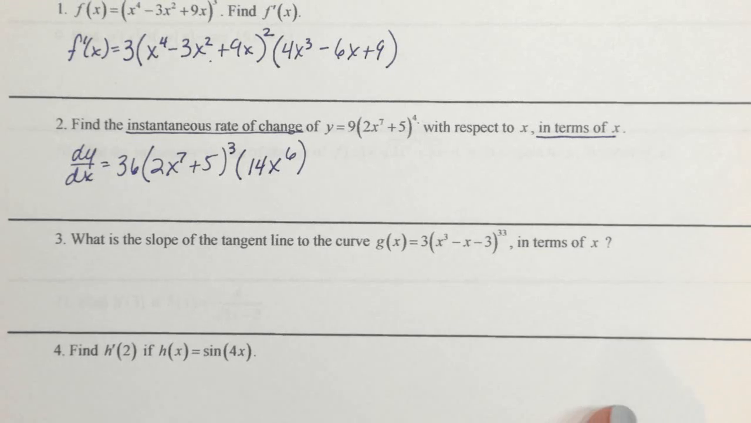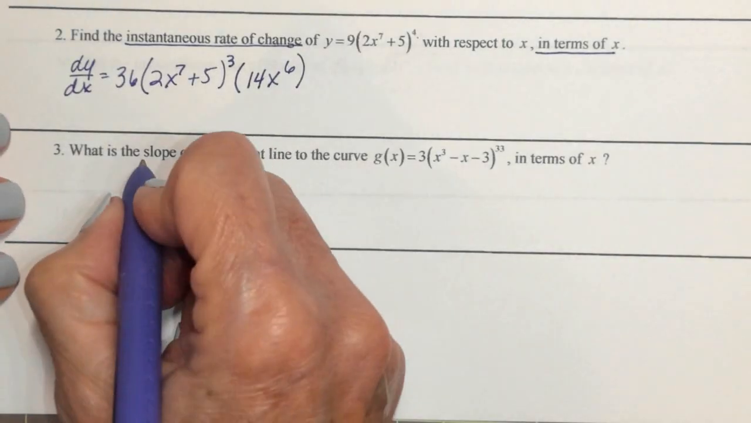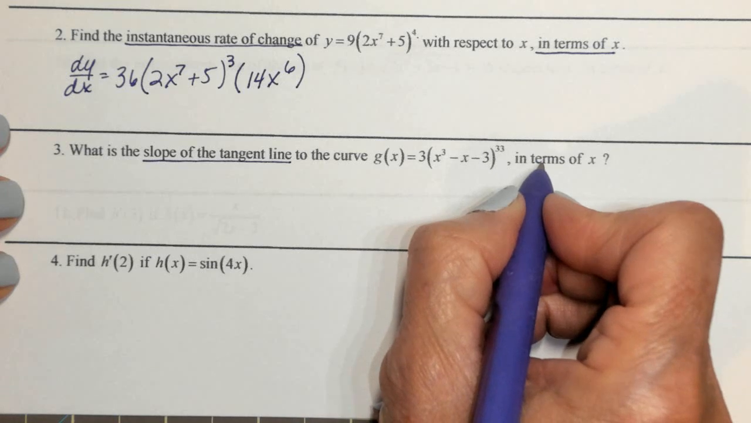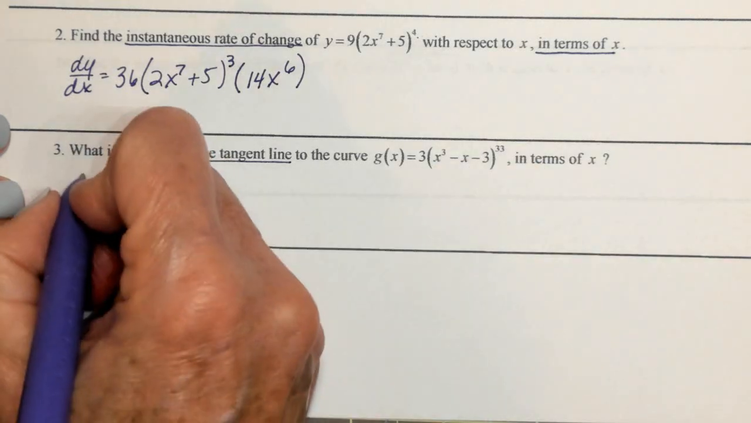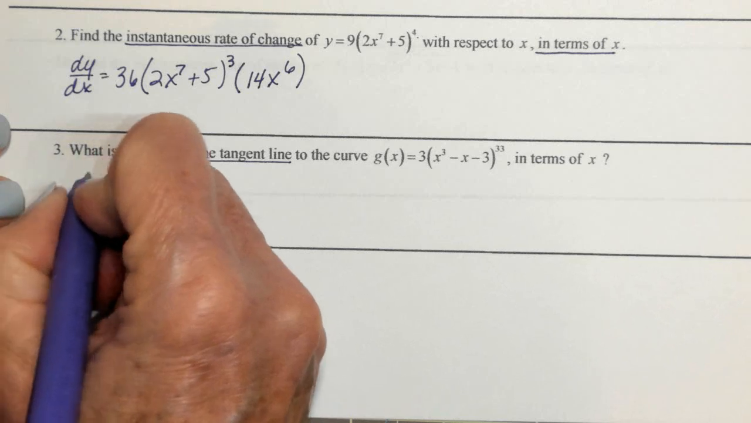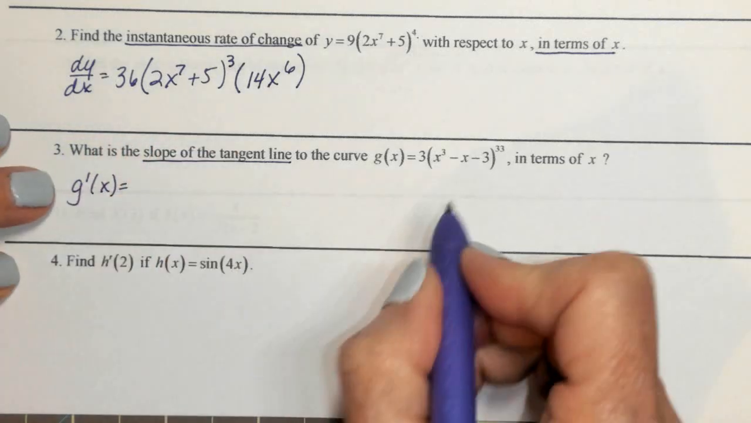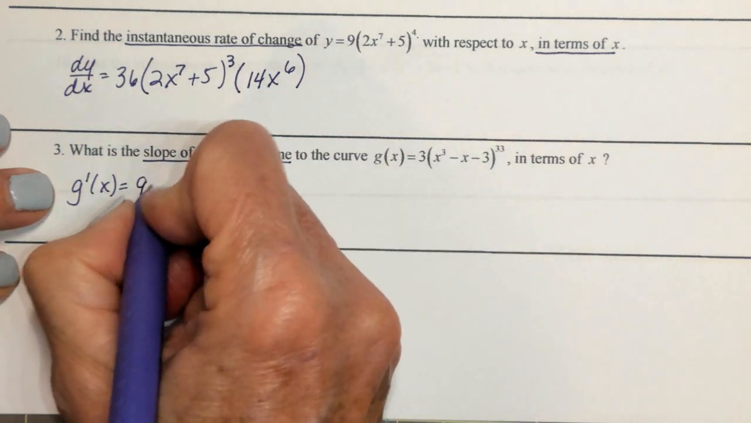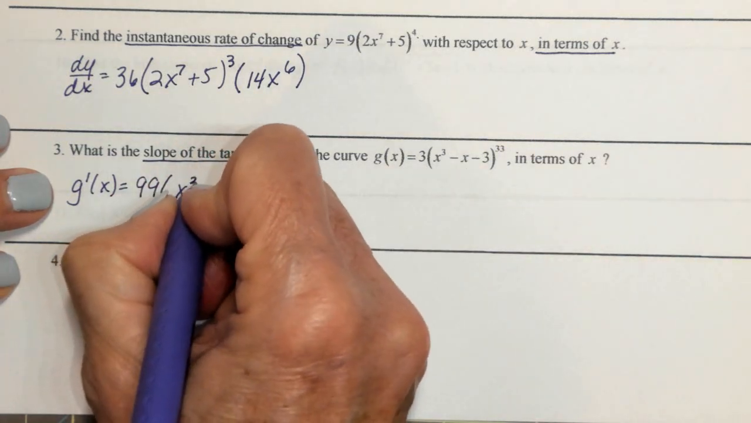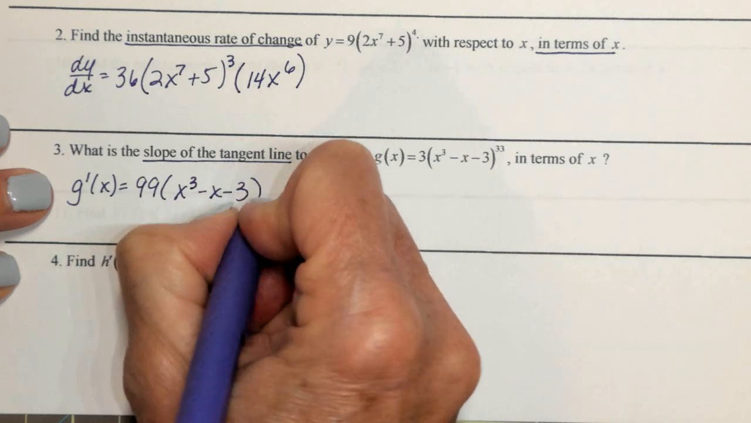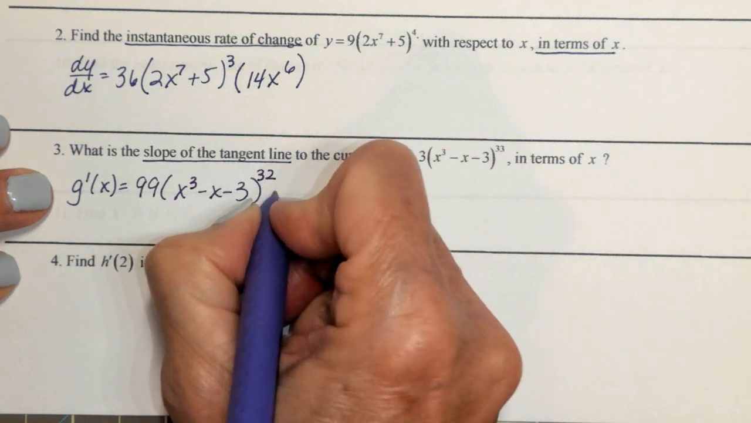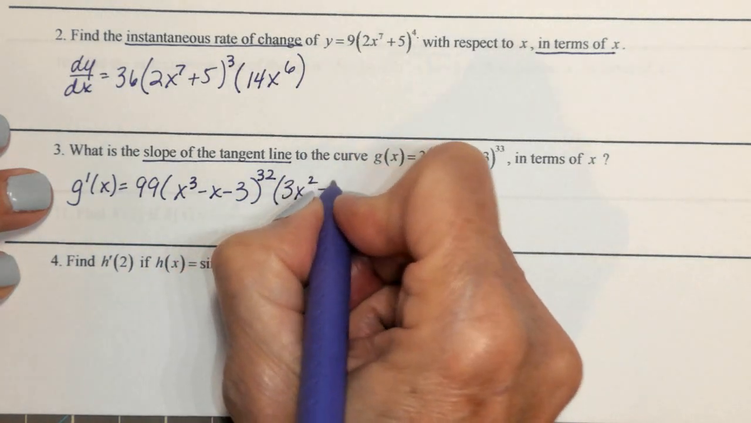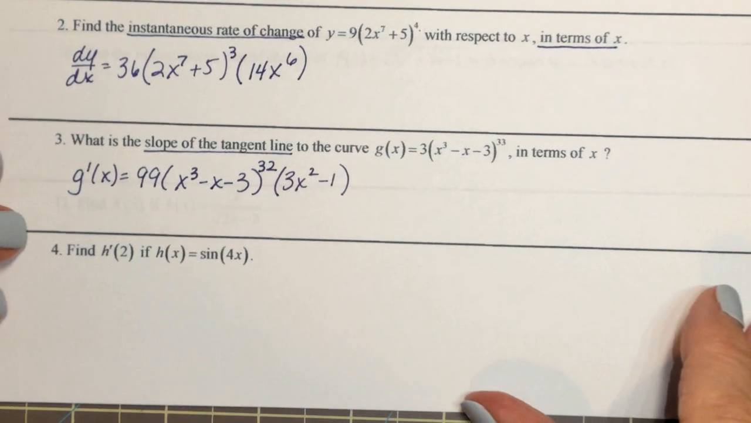Number 3. What is the slope of the tangent line to the curve g of x in terms of x? G prime of x is 3 times 3. Keep your parentheses the same, reduce your power by 1, and then multiply by the derivative of the inside. And you're done.